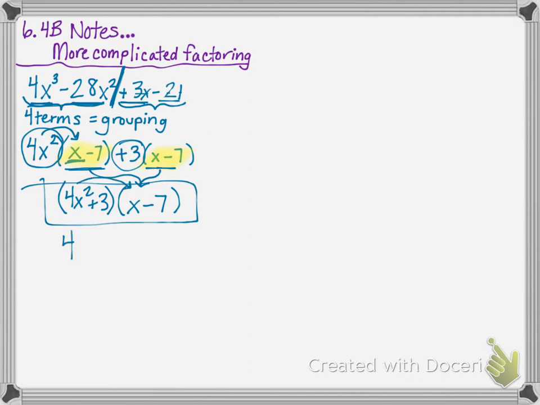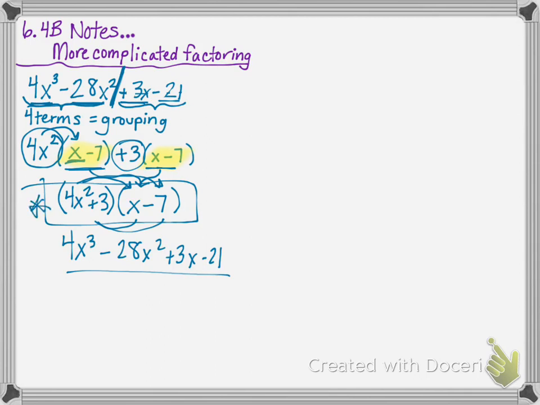4x squared times x would be 4x to the third. 4x squared times negative 7 would be negative 28x squared. Positive 3 times x would be 3x. And positive 3 times negative 7 would be negative 21. And that was the original problem, wasn't it? As long as that's the original problem, I know my answer is good.